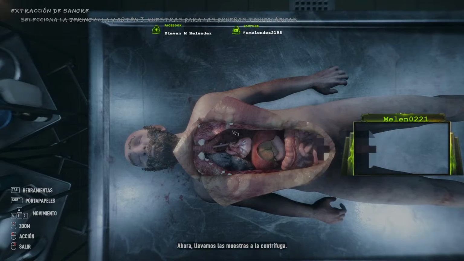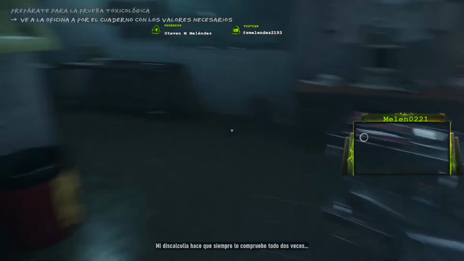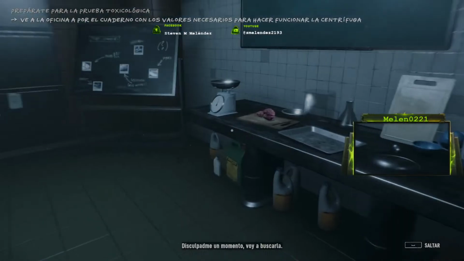Now we take our samples to the centrifuge, but before I do that, I need to find my notebook. My dyscalculia means that I always double-check the settings. Please excuse me while I run and fetch it.